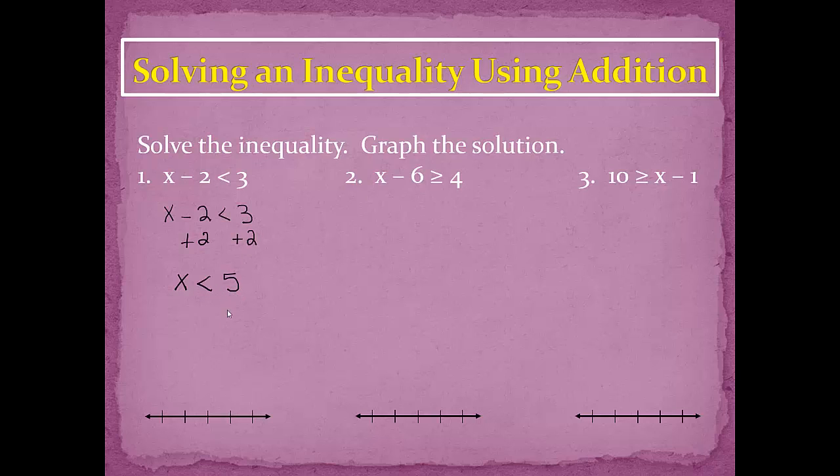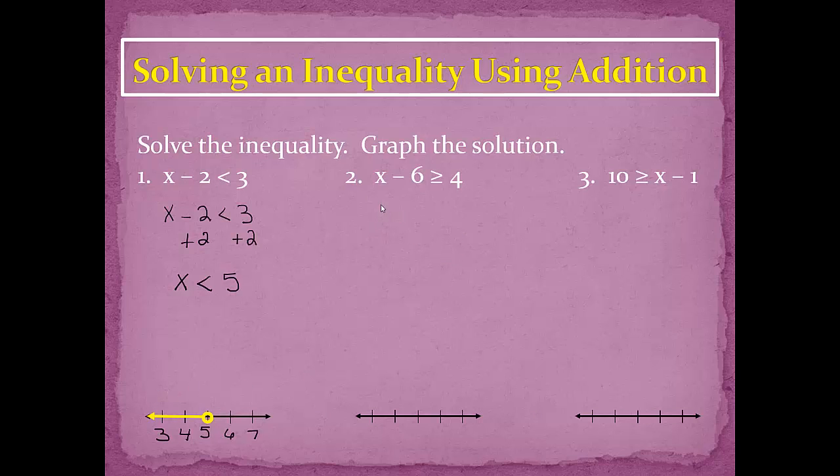Now we need to graph this. So we'll go ahead and fill out our numbers. So we have 5, and then to the right of 5, we can put 6 and 7, and to the left, we can have 4 and 3. Our symbol is less than, so that means we have an open circle. So we have an open circle at 5, and we want to shade the numbers that are less than 5, which would be the numbers to the left.